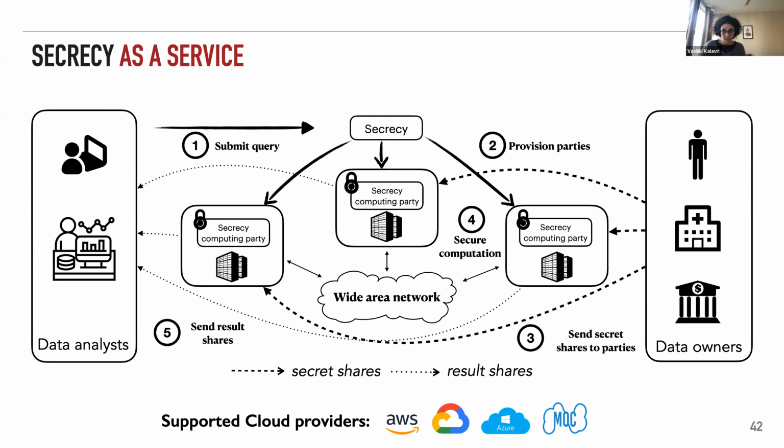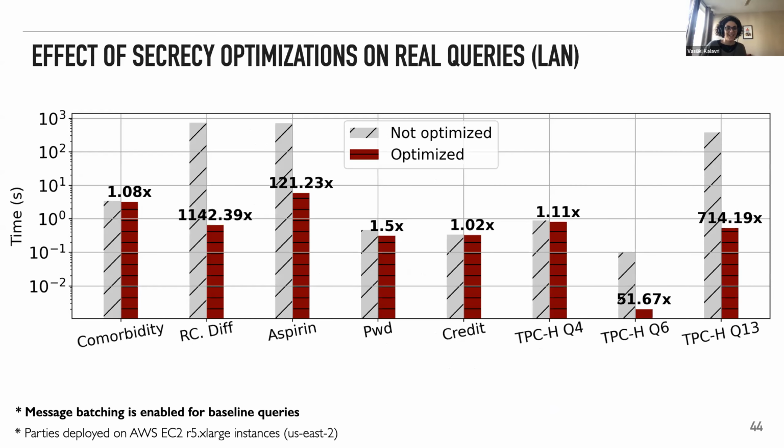Okay, so I only have a few more minutes left, I guess. So I'll just show you some more results. All right, so first of all, I want to show you what is the effect of all these optimizations. So this is a micro benchmark using all different queries that we found in prior MPC works. And we ran these queries with Secrecy optimizations on and off.